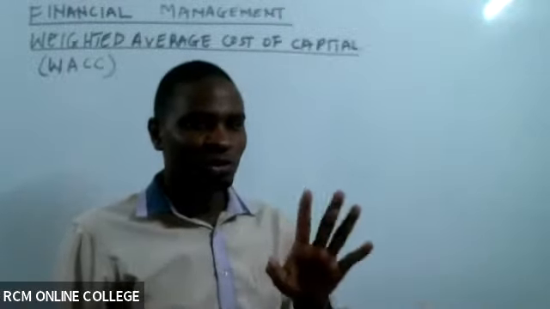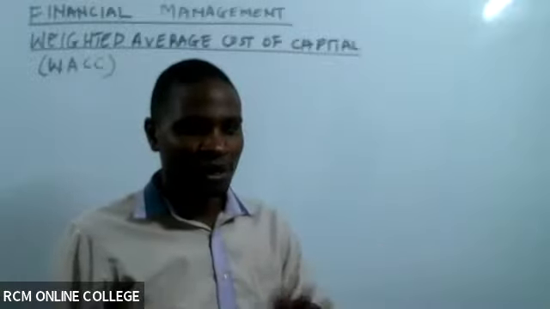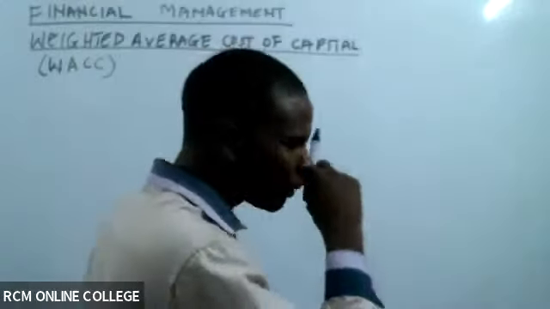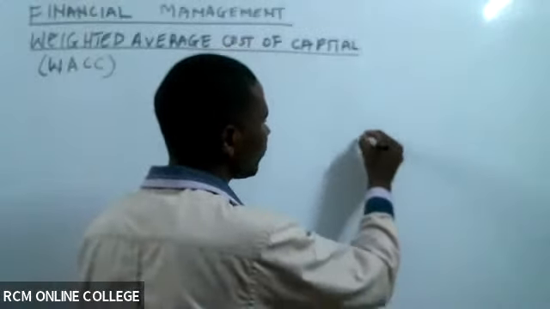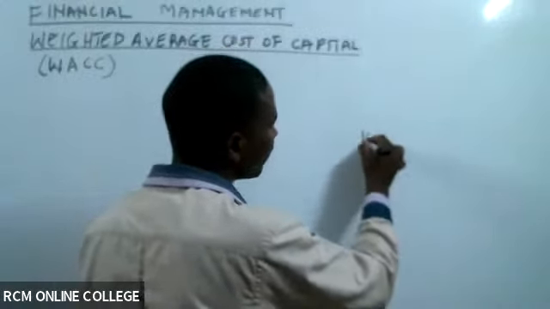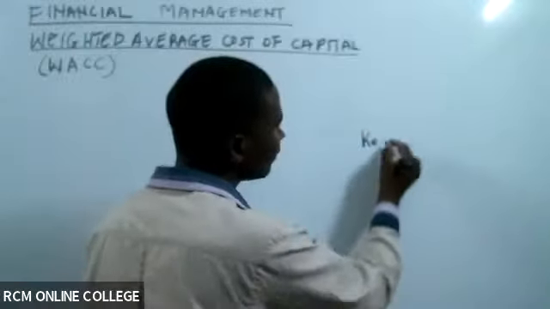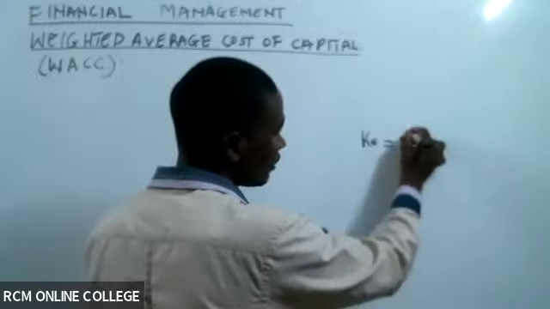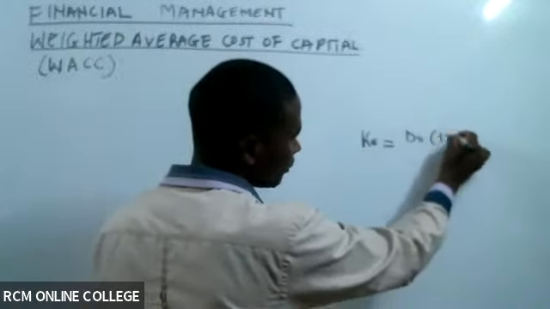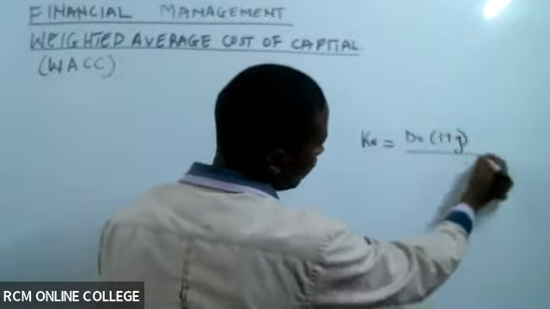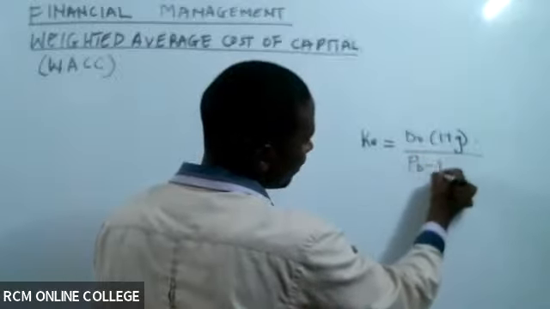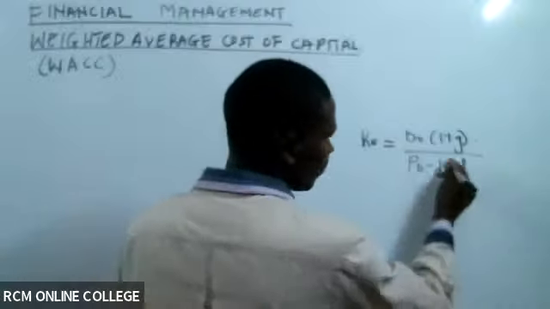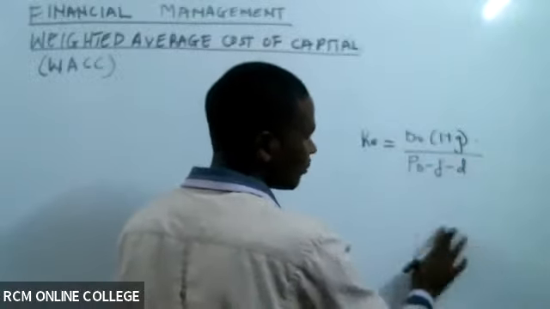Class, hizo ndizo vitu muhimu. Ukishaelewa hizo vitu kwa hii topic, the formula za hizo vitu, like for example, a recap: KE, cost of equity, as far as ordinary share is concerned, is given by D0 (1 plus g) divided by P0 minus F minus D. F and D stand for flotation cost and discount respectively.